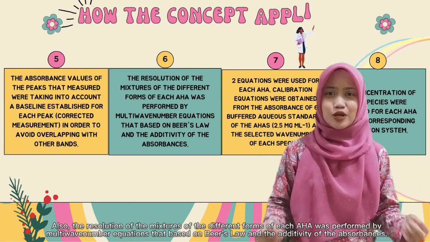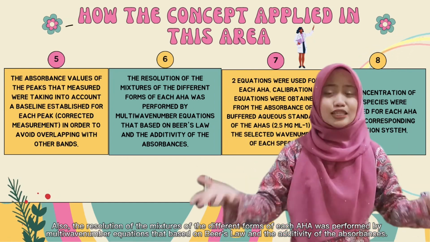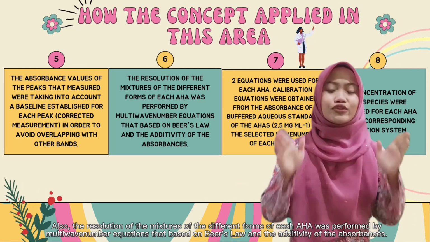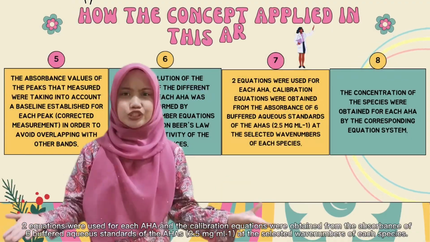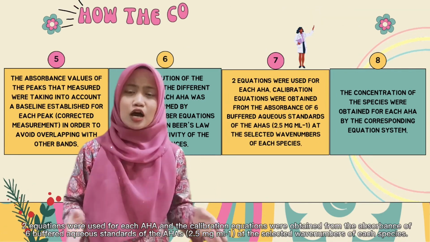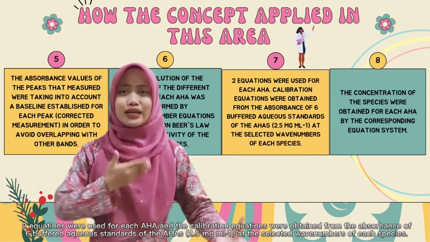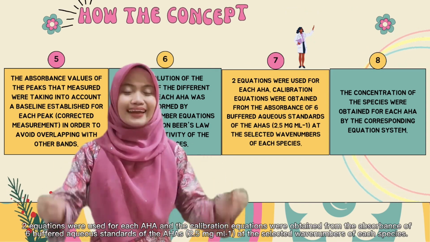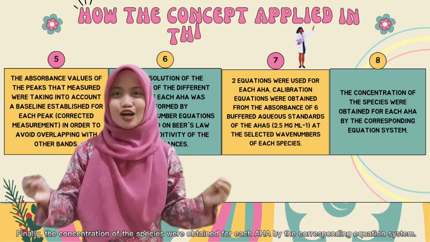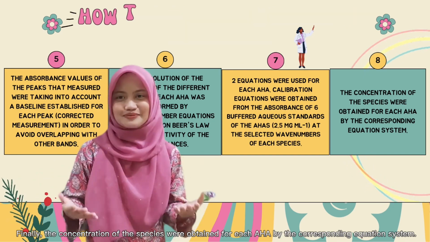Also, the resolution of the mixtures of the different forms of each AHA was performed by multi-wave number equations based on Beer's law and the additivity of the absorbances. Two equations were used for each AHA, and the calibration equations were obtained from the absorbance of 6 buffered aqueous standards of the AHAs, approximately 2.5 mg/L, at the selected wave numbers of each species. Finally, the concentrations of the species were obtained for each AHA by the corresponding equation system.